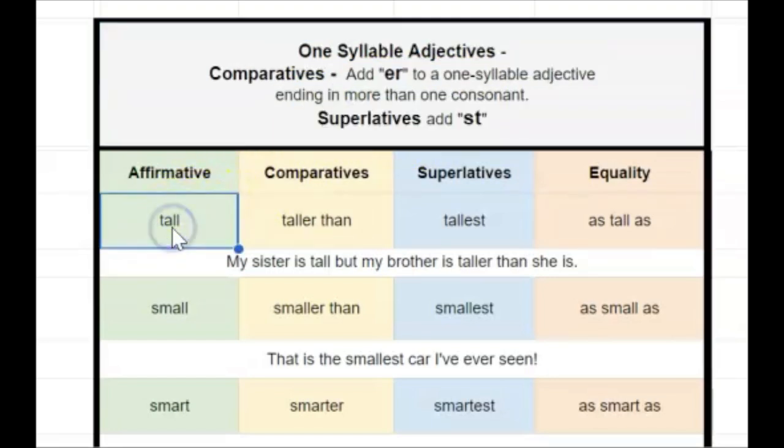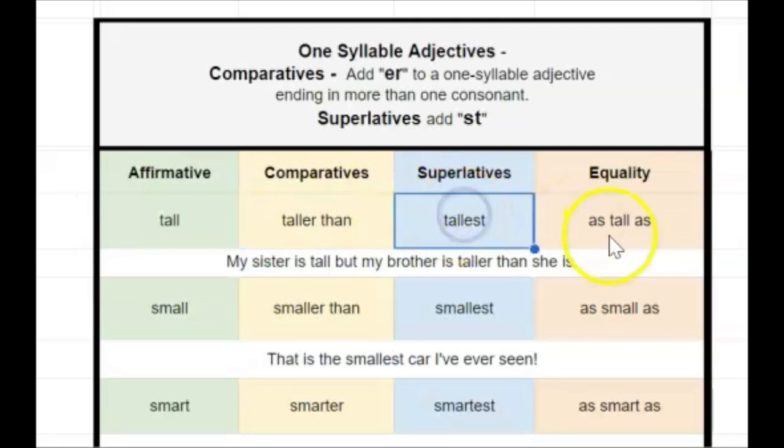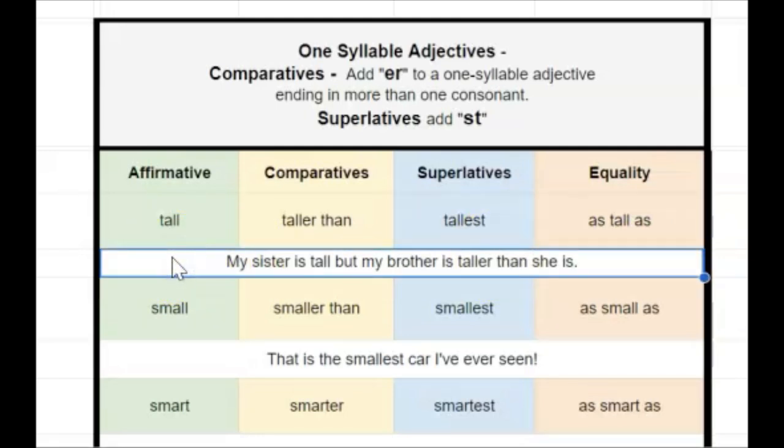The first adjective we have here is tall. A comparative, comparing two different people, places, or things: taller than. Superlative is the tallest, and equality is as tall as. The example that we have here is, my sister is tall, but my brother is taller than she is.